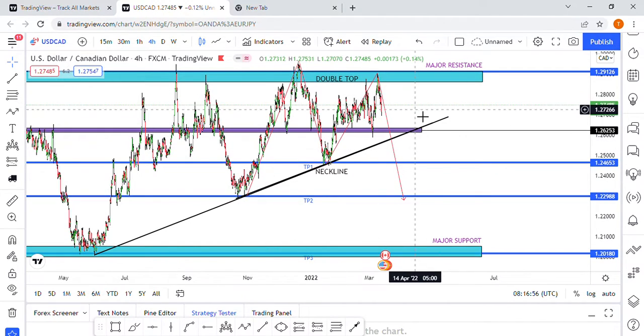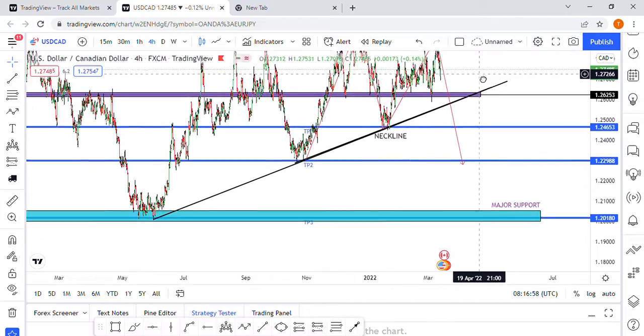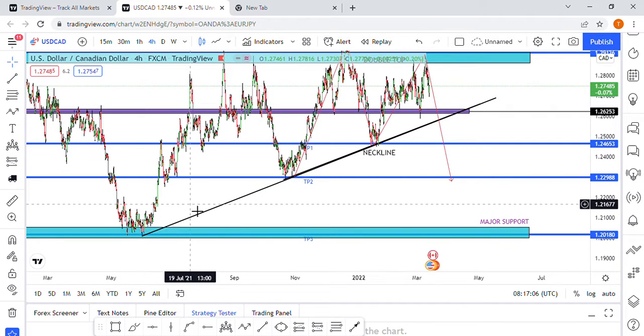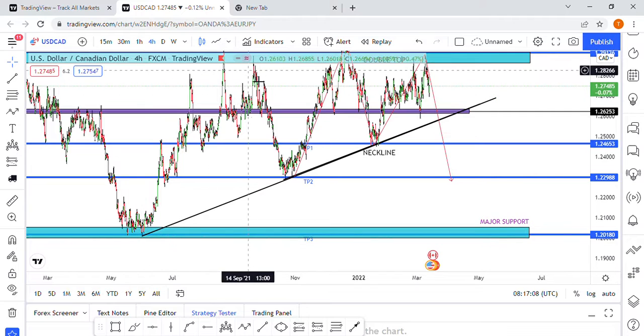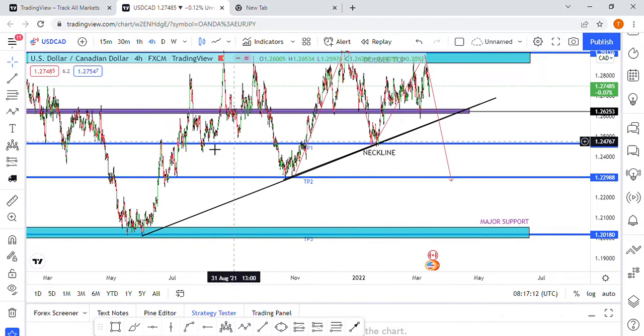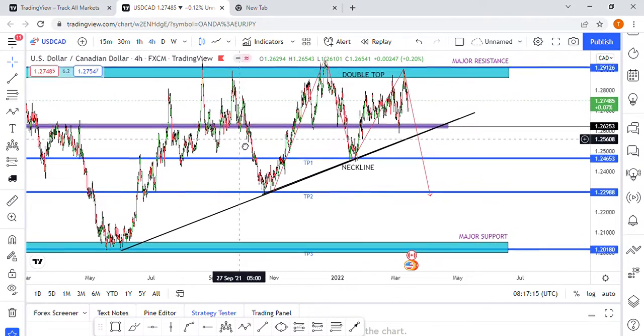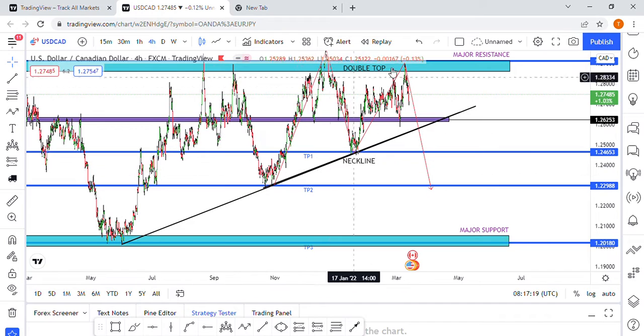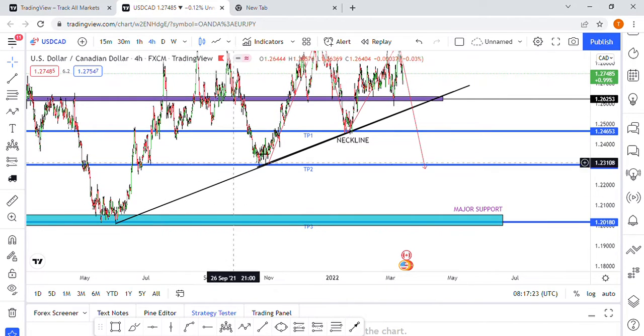A confirmation for this sell is when price breaks below this trend line, which is acting as diagonal support. Price shot up, came back to the trend line, shot up, came back to the trend line, and shot up, confluencing with other areas of support and resistance. So a third confirmation, because we already have major resistance and a double top, will be when price breaks below this trend line.